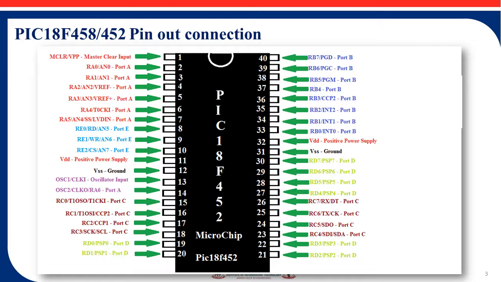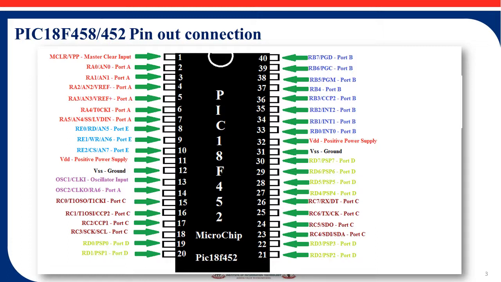Now see here, pin number 11 and pin number 32, that is the positive power supply, which means they provide the power supply, like plus 5 volt, to the microcontroller. Now pin number 12 and pin number 31, that is VSS ground. Every electronics and every microcontroller circuit starts from power supply to the ground, which means plus 5 volt is a power supply, and when the system is switched off or shut down, it goes to 0 volt, that is ground. Okay, so they provide this kind of features.